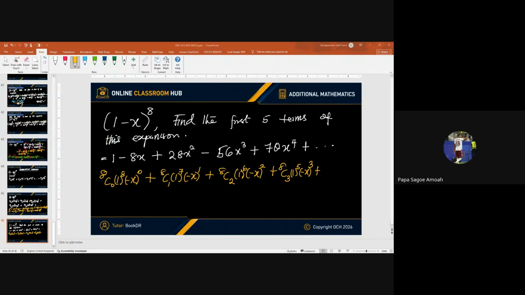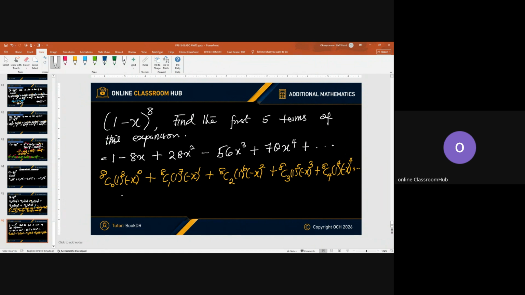Sir, please, 8 combination 4. Good. Into bracket 1 exponent 4, and negative x exponent 4. Then plus dot, dot, dot. So let's simplify it to get the final answer and see.